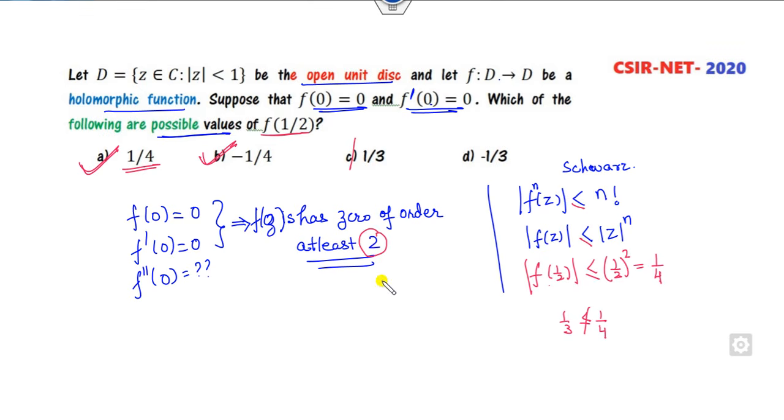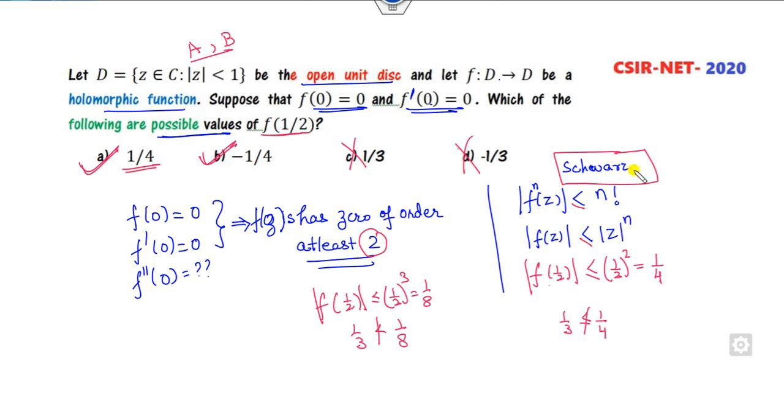It has at least 2. What will happen if it is at least 3? So it is 1 by 2 raised to power cube, 1 by 8. So you can see again it is not satisfied. Minus 1 by 3 because it's a modulus value, so again this is not satisfied. Right answer is A and B. Remember, Schwarz inequality is applicable only when you have the function value at the point a and the derivative at the point a given to you.